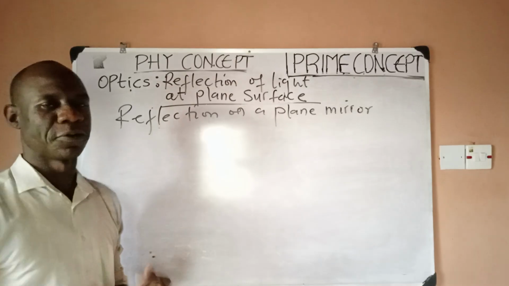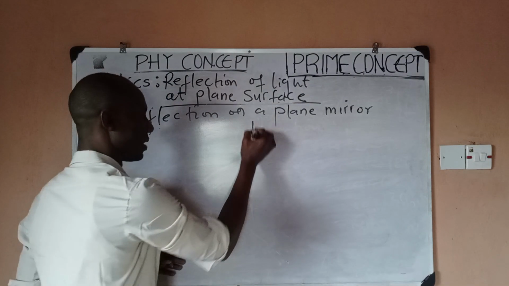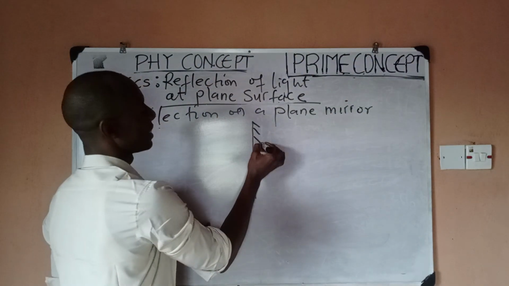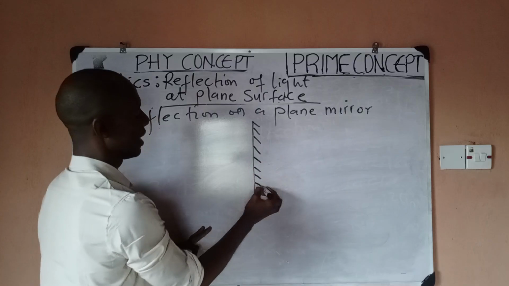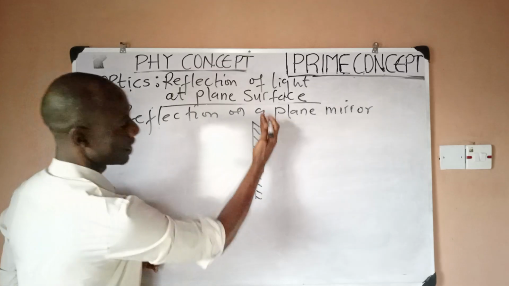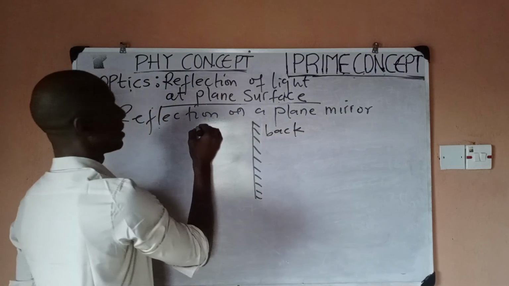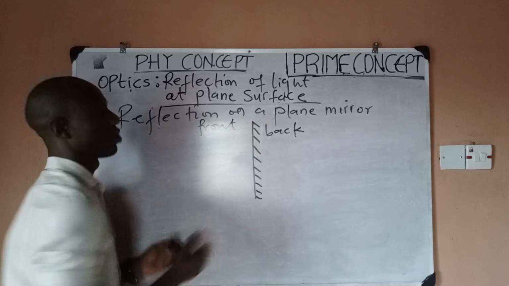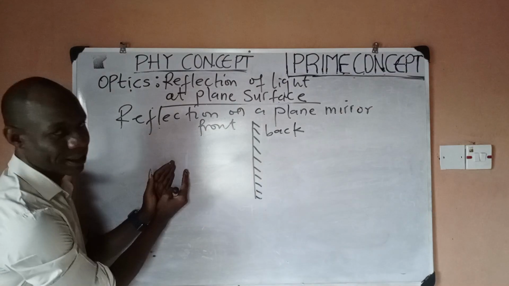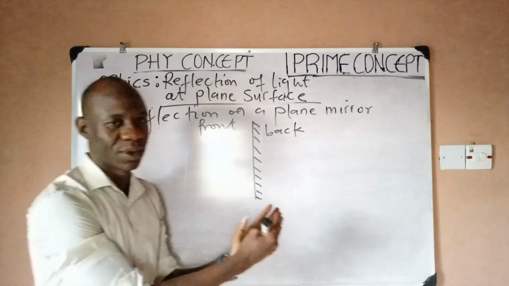Now, when you're studying physics, one of the symbols we use to denote a plane mirror is a straight line telling you that it is plane. The part that is coated, we denote with lines like this. So when you see something like this in physics, it simply means that this shaded part is the back of the mirror, and this side is the front of your mirror. So if you want to view yourself in this mirror, you're going to stand here. Anything happening at this side is happening at the back of the mirror, of course.